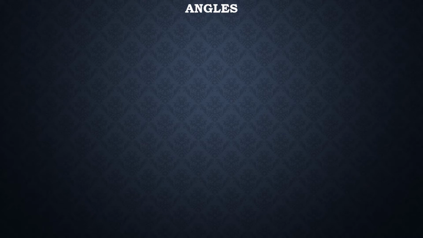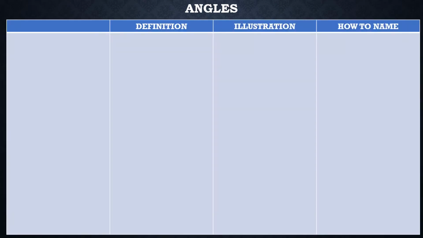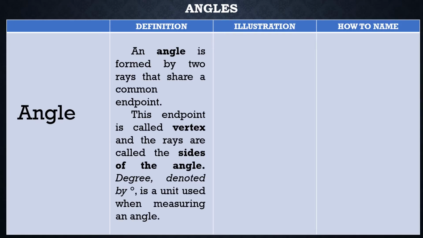Now, how about angles? By definition, an angle is formed by two rays that share a common endpoint. This endpoint is what we call the vertex, and the rays are called the sides of the angle. And degree, denoted by this symbol, this is the unit used when measuring an angle. Example, we have this one.